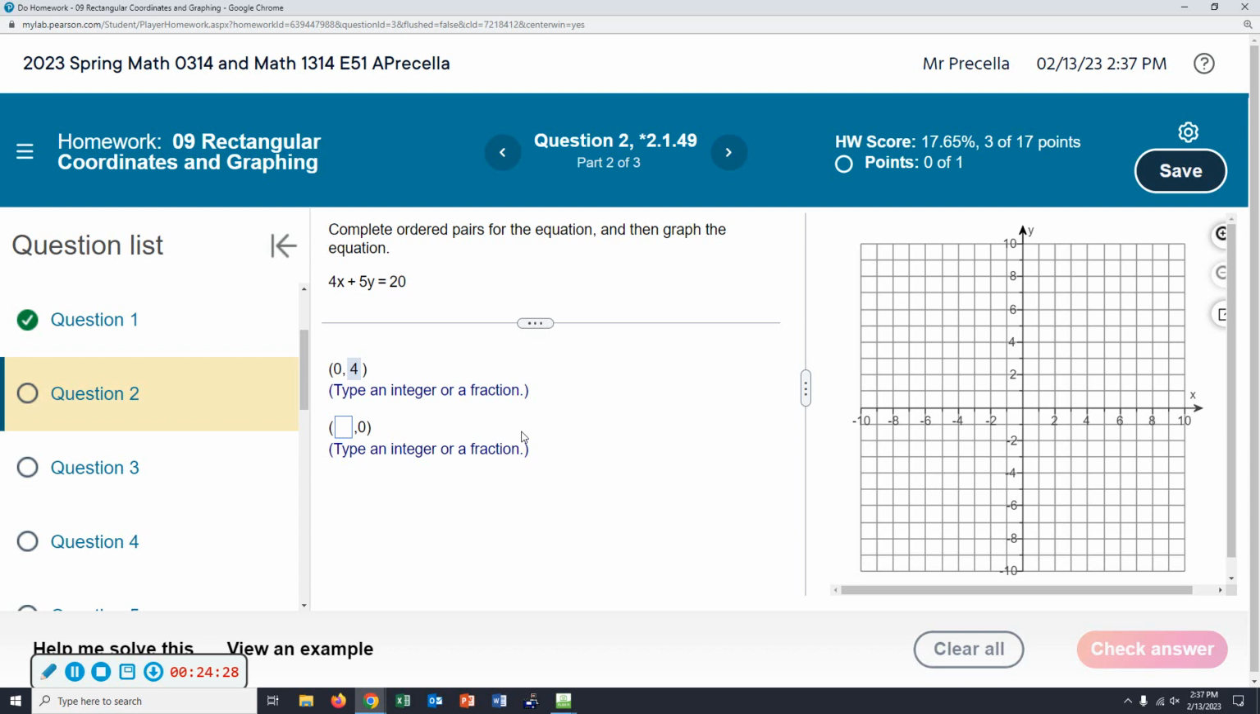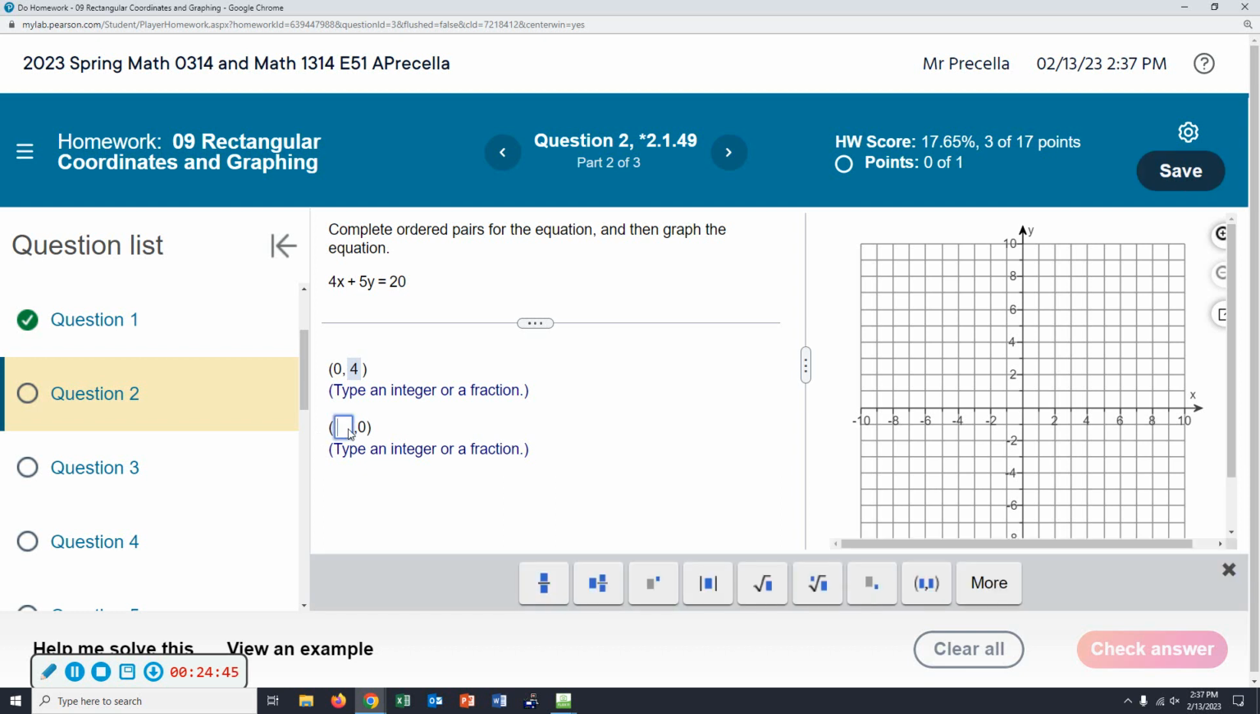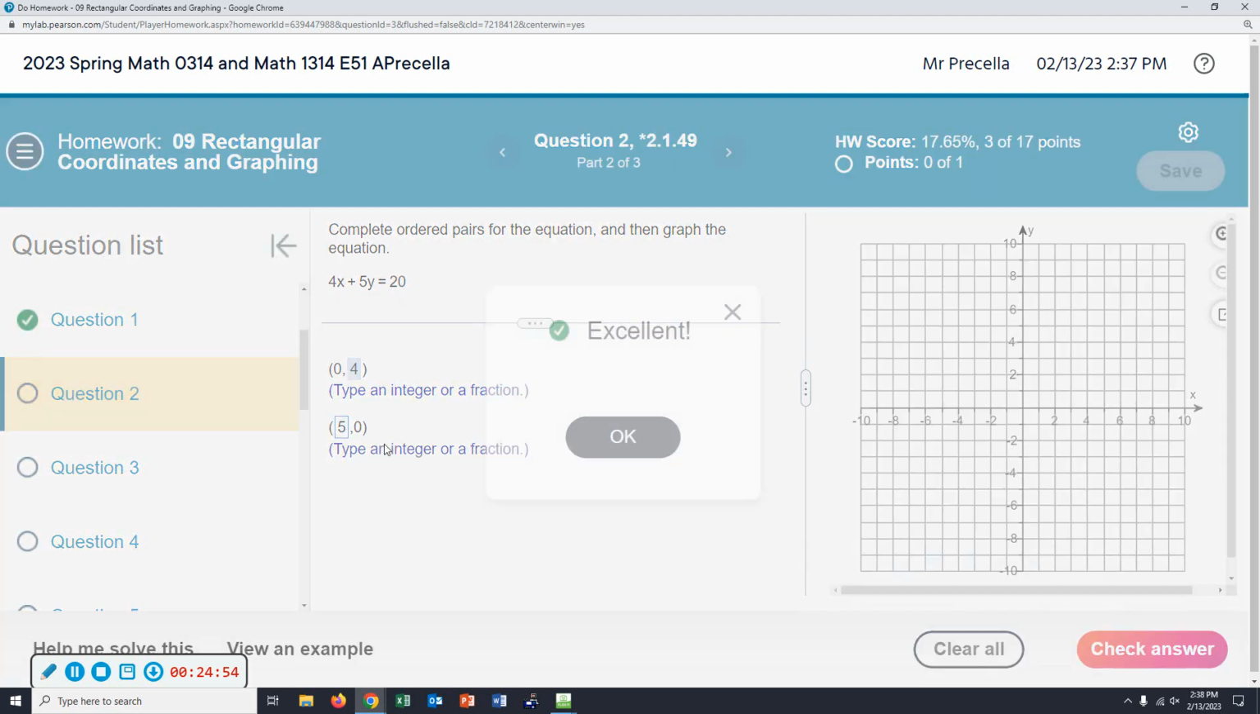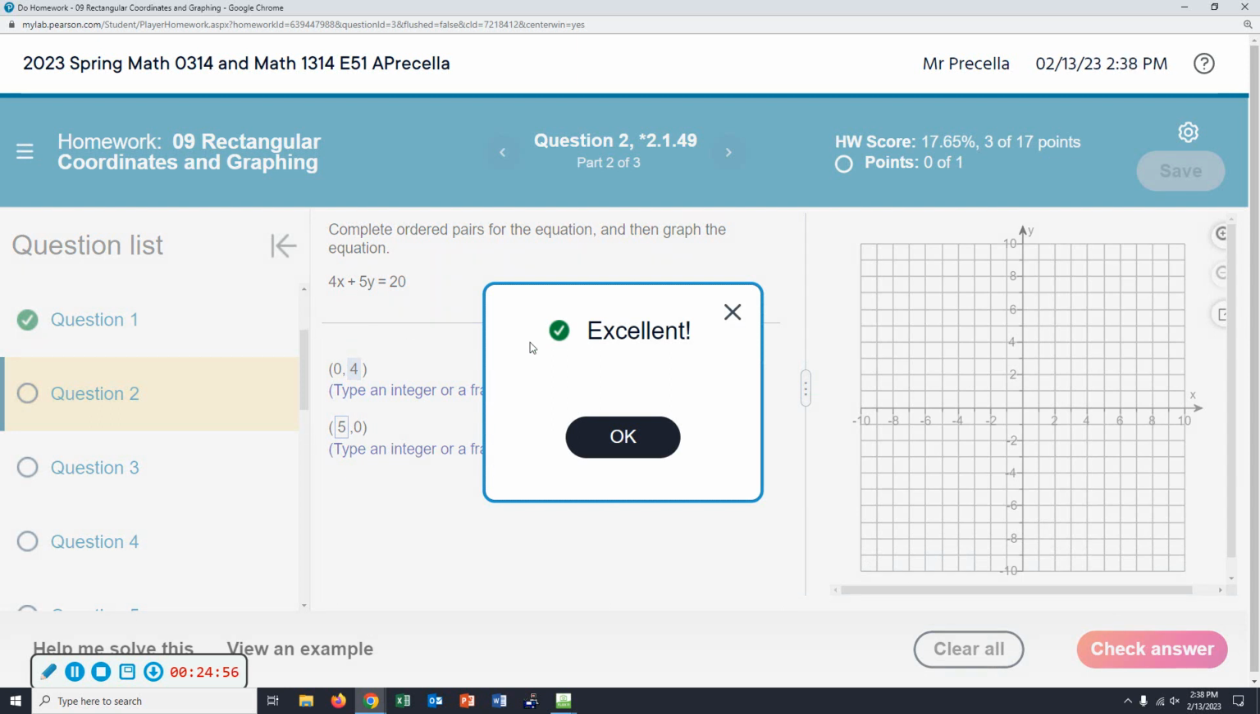Plug a 0 in for y. The 5 times 0 is just 0. So we have 4x equals 20. Divide by 4. And 5 is the answer. 5. This is very similar to the previous problem. The only difference is it's just writing ordered pairs rather than the little XY table.